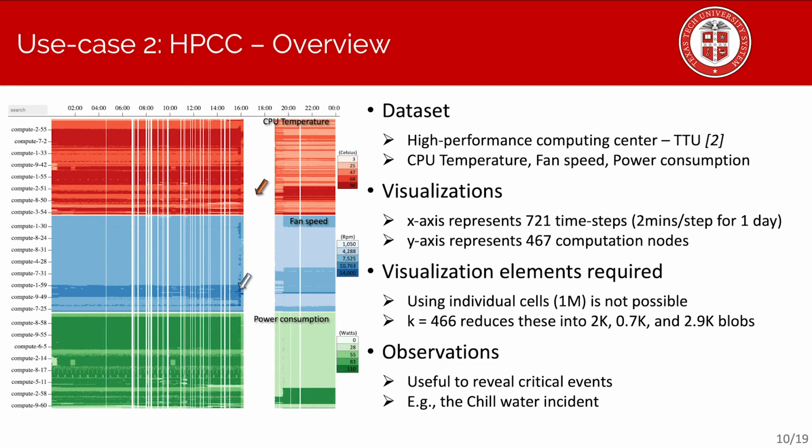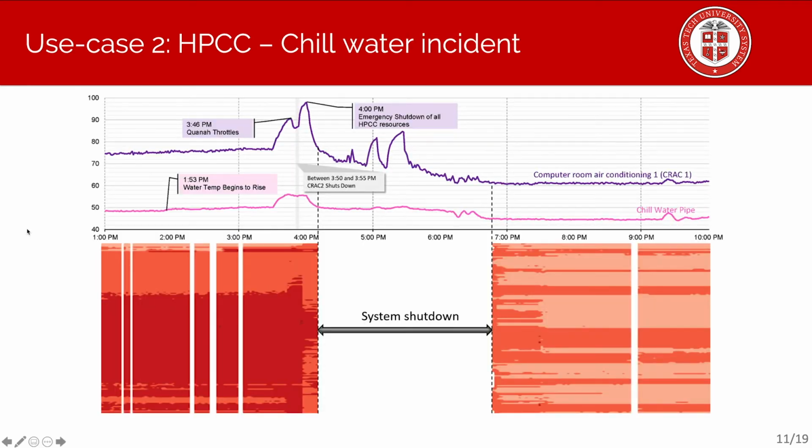For instance, we have the chilled water incident that we're going to explain. This one highlights the events: at one something, the temperatures of the computation nodes start to increase, and at about 2, the water temperatures begin to rise, and at about 3 to 4, the cluster is hot, and at 4 they need to shut down the whole center for a few hours, then they start again. So this helps to monitor and indicates critical events and when and why they happen.